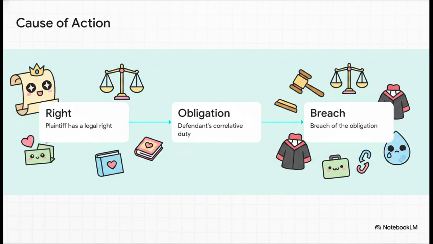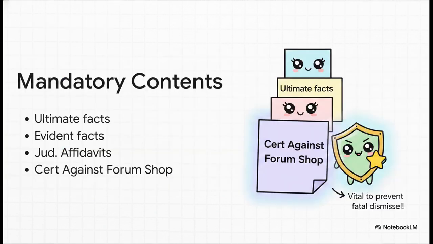Second, that the defendant has a correlative obligation to honor that right. And third, that there was an actual breach of that obligation. Take away even just one of these elements, and your complaint legally fails to state a cause of action. Beyond the cause of action itself, your complaint has some mandatory structural elements.